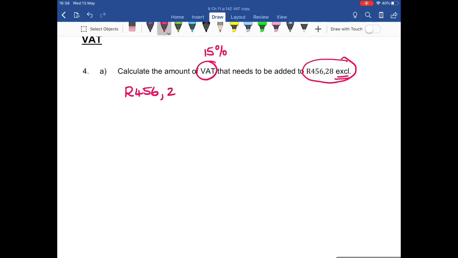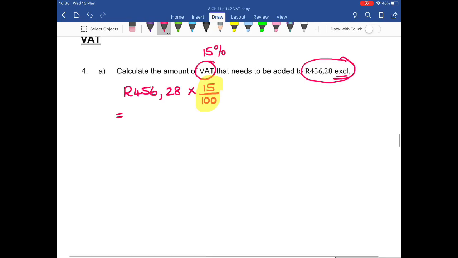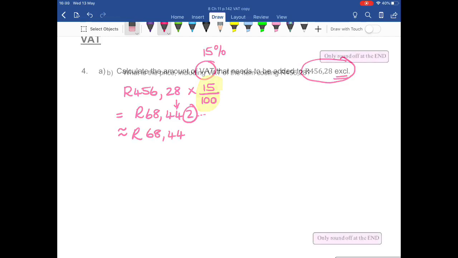So we're going to take our 456 Rand and 28, and we're going to multiply it by 15 over 100. And remember, I said to you, when we're using it in a calculation, I'd really like you to write it as a fraction. So you can take out your calculator, and if you put that into your calculator, you are going to get 68 Rand and 44 cents. We only round off at the end. Remember, when I round to 2 decimal places, which is money, I look at the neighbor. 4 or less, let it rest. So that is going to be 68 Rand and 44 cents.